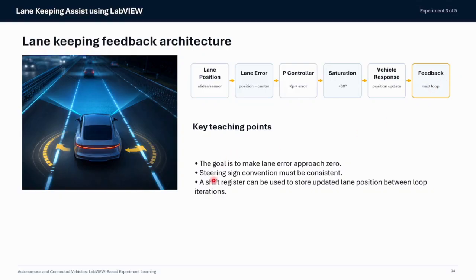The goal is to make the lane error approximately 0. We want to maintain the lane position at the middle point. The steering gain conversion must be considered. The shift register can be used to store and update the lane position between loop iterations.